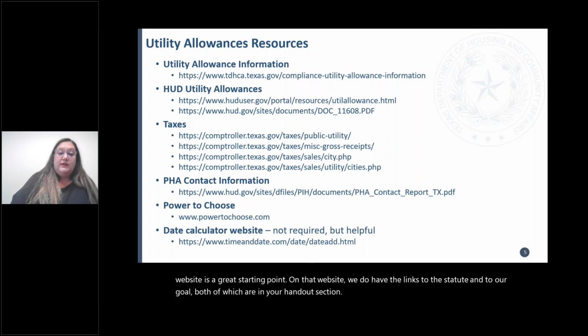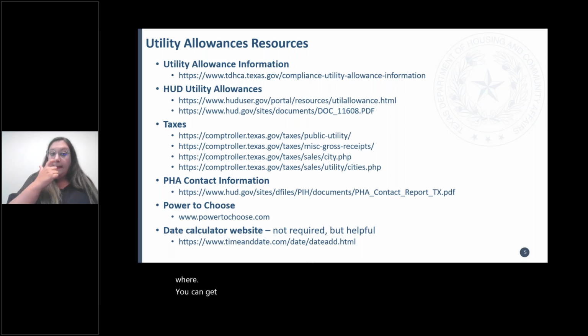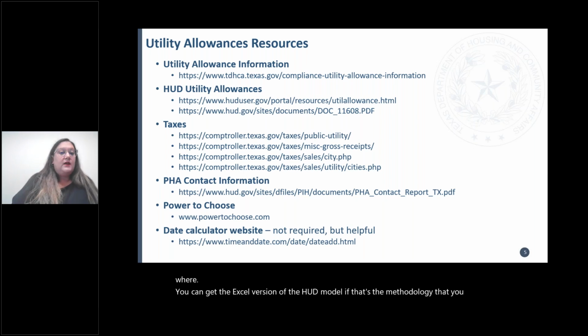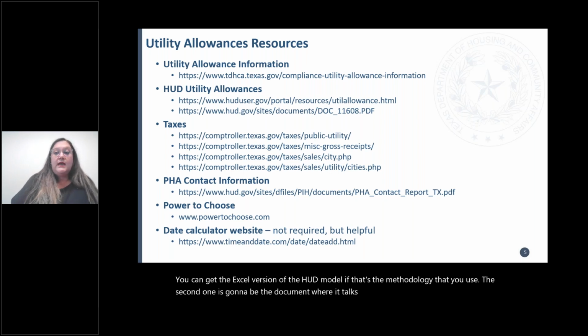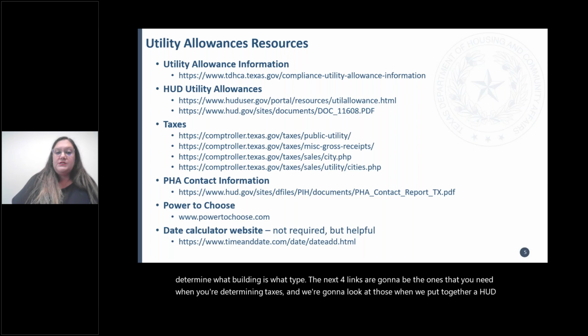The other piece that you'll need is the HUD Utility Allowances website. That top one is the link where you can get the Excel version of the HUD model, if that's the methodology that you use. The second one is going to be the document where it talks about building types and how to determine what building is what type. The next 4 links are going to be the ones that you need when you're determining taxes, and we're going to look at those when we put together a HUD model here in just a little bit.